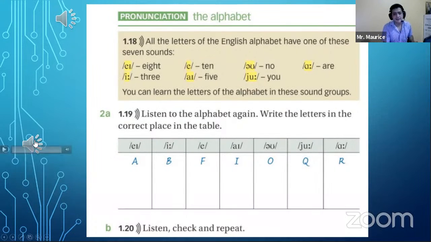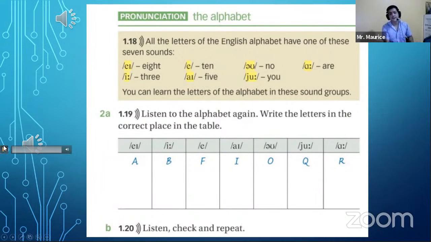Listen again, please. Audio 1.19. 1, British. 2, The United Arab Emirates. 3, Urdu. 4, American.